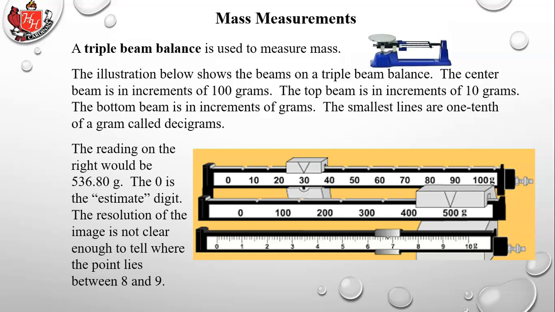So the reading on this scale to the right would be 536.80. Let's look at why. You take the 500, you add 30, and then down at the bottom beam you see a 6, and you see the line, as best you can see with this resolution, is at about the 8. So that's the precision you can read based on the lines. Now you still get an estimate digit, so the 0 is the estimate digit. The resolution of the image is not clear enough to tell where the point lies between 8 and 9. So let's just say it's right on 8, then it would be 0.80.